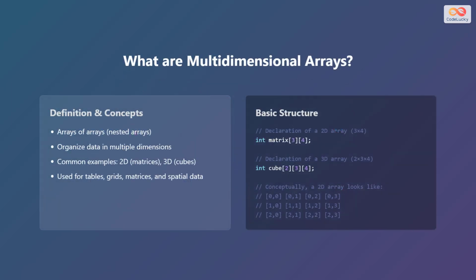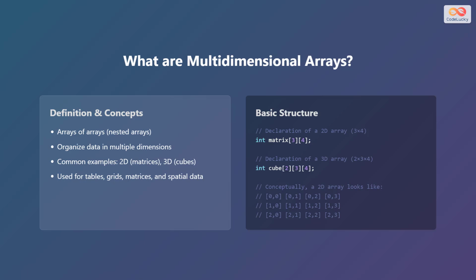So, what exactly are multidimensional arrays? Think of them as arrays of arrays, also known as nested arrays. They help us organize data in multiple dimensions, going beyond the simple linear structure of one-dimensional arrays. Common examples include 2D arrays, which are often used to represent matrices, and 3D arrays, which can represent cubes or volumes of data. Multidimensional arrays are useful for organizing tables, grids, matrices, and spatial data in a structured manner.